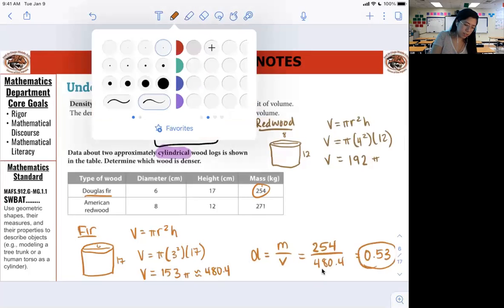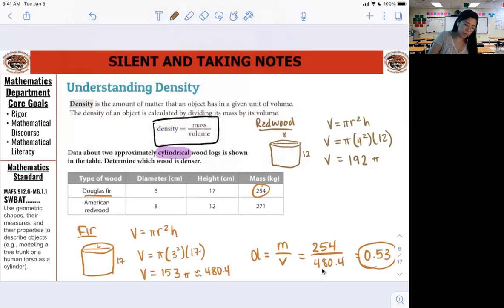Now let's find out what the density is for my redwood tree. So 192 times 3.14, really quick. We get 602.9. So now density, mass is 271 over 602.9. What do we get?